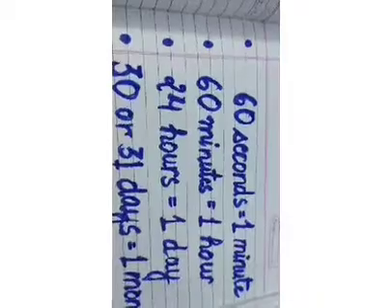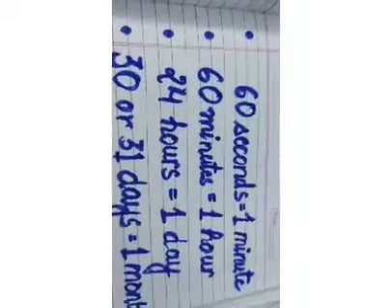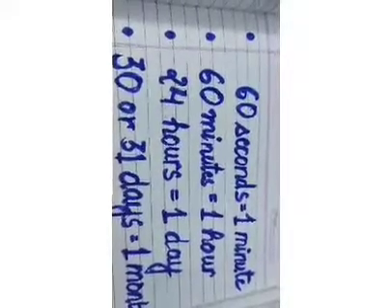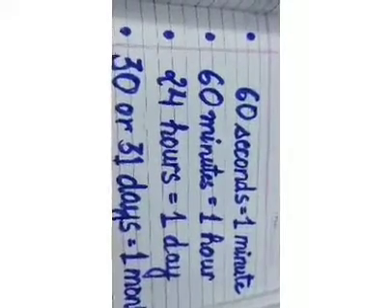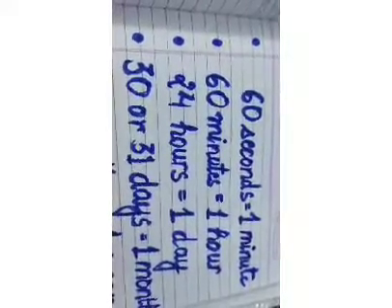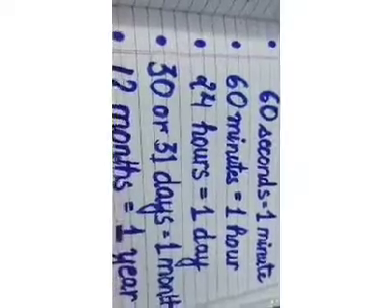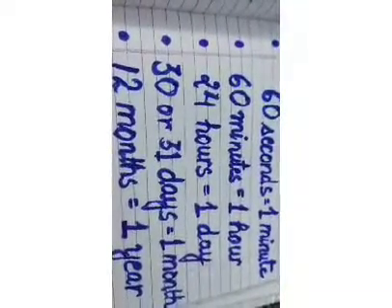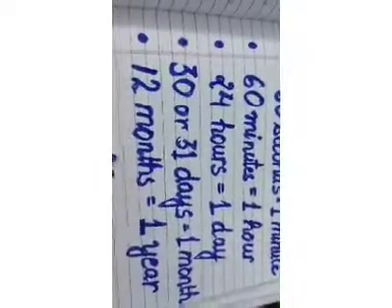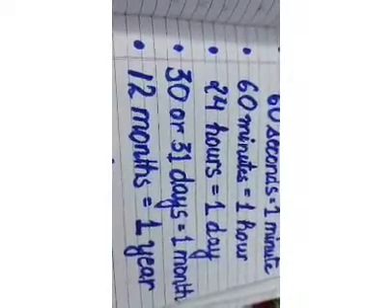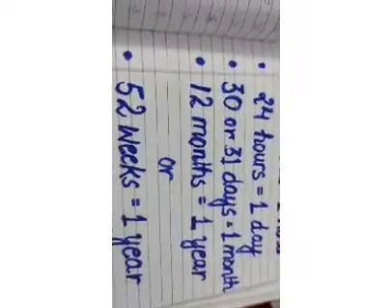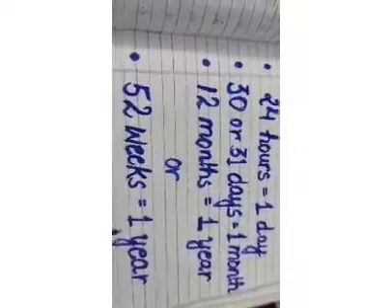Dear students, now we will study about a time chart that says 60 seconds make 1 minute, 60 minutes make 1 hour, 24 hours make 1 day, 30 or 31 days in few months make 1 month, 12 months make 1 year, or 52 weeks. There are 52 weeks in a year.